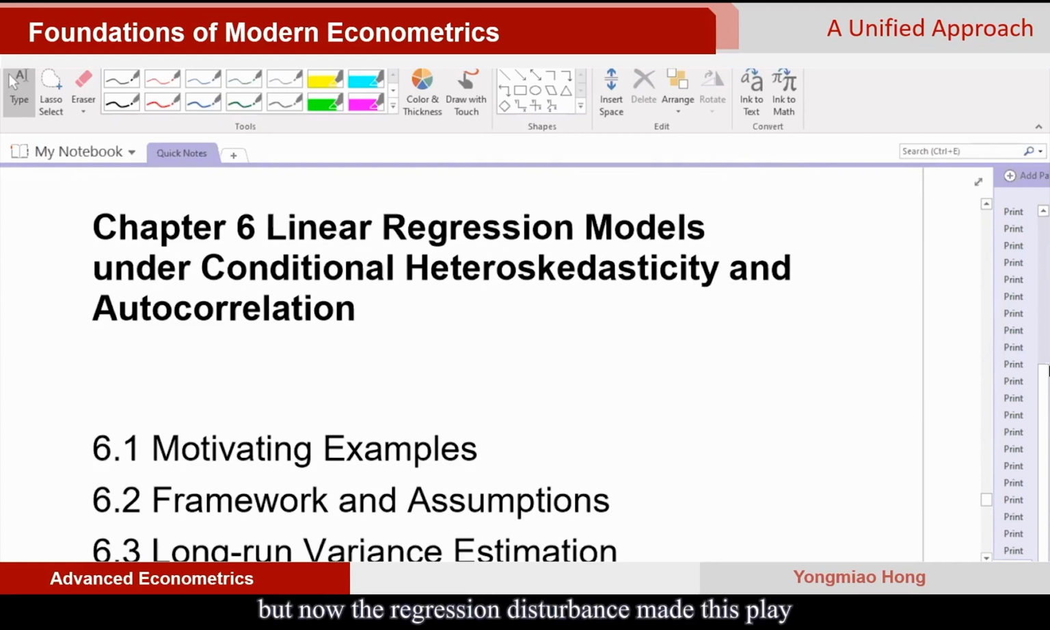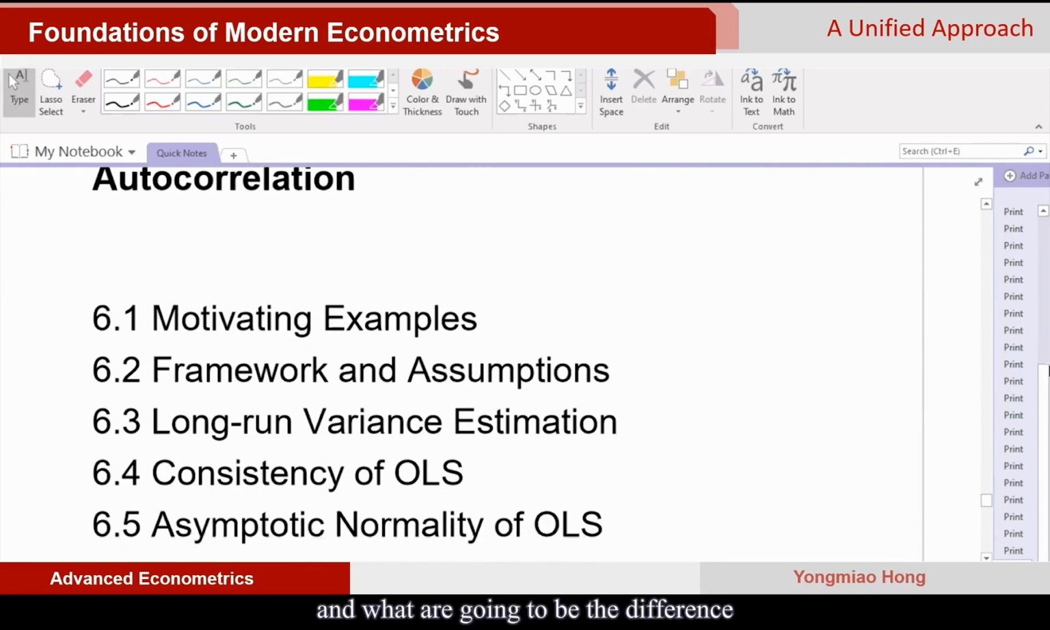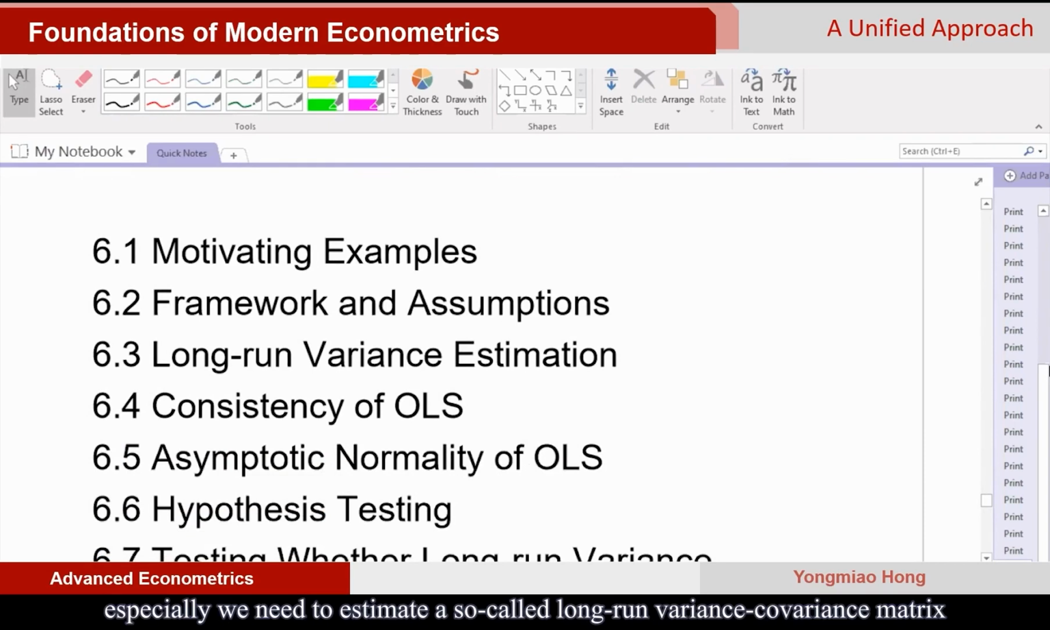Then chapter 6 is again a time series linear regression model, but now the regression disturbances may display conditional heteroscedasticity and autocorrelation. In other words, epsilon_t may be autocorrelated. Earlier, in chapters 3, 4, and 5, we assumed that epsilon_t is uncorrelated, so there exists no serial correlation in the regression disturbances. But in chapter 6, we allow not only conditional heteroscedasticity in epsilon_t, but also autocorrelation. Of course, we discuss the motivation for why we need to consider this general case and what the differences are. Especially, we need to estimate a so-called long-run variance-covariance matrix. These are all going to be discussed in chapter 6.